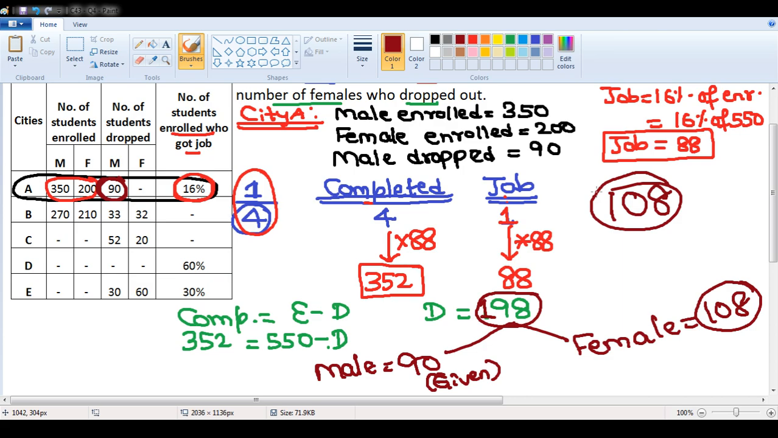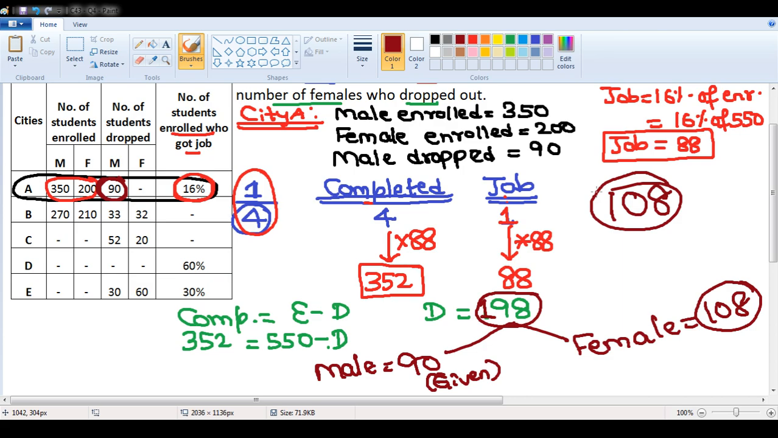Beautiful way of solving. 1 by 4 means out of 4 completed, 1 got the job. But totally 16% of enrolled got the job, which is 88 got the job. So 1 into 88 is 88. 4 into 88 is 352. Idea clear?